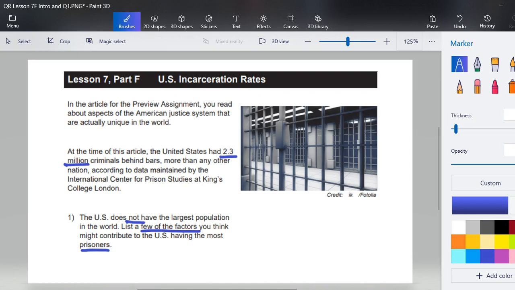So some thoughts on question 1 are, there are longer sentences for minor offenses. It could be that more people are put in prison for nonviolent offenses, and there could be a higher crime rate. There could be more crimes with guns, and it could be that other countries deal differently with crimes and prisons aren't needed.